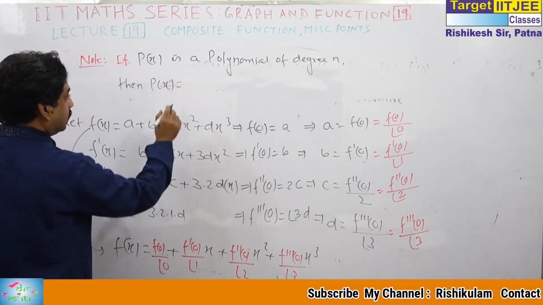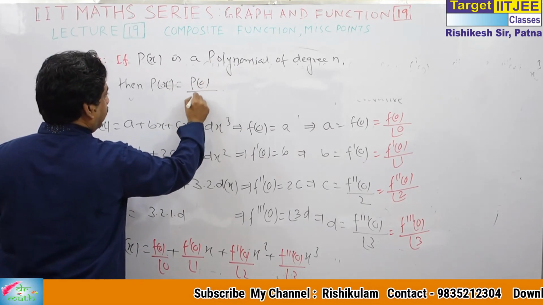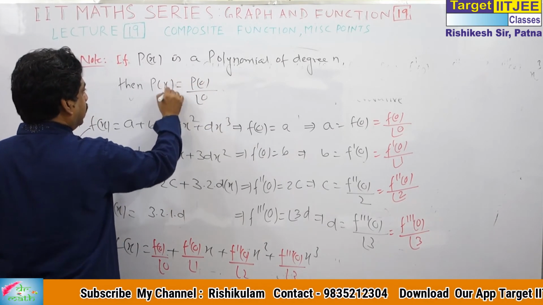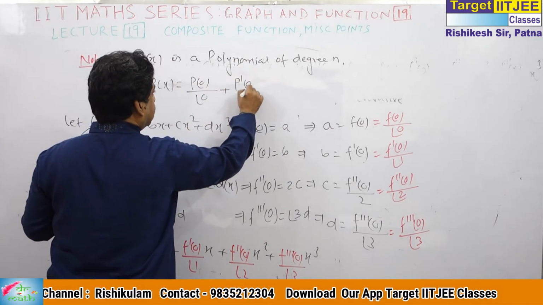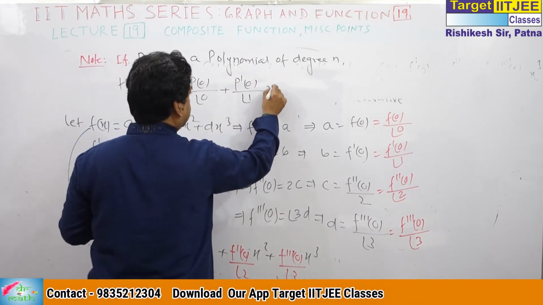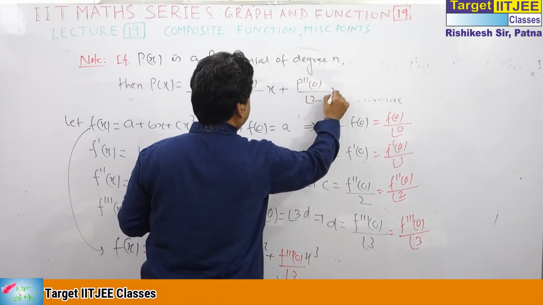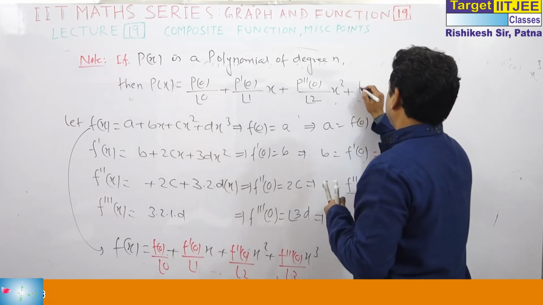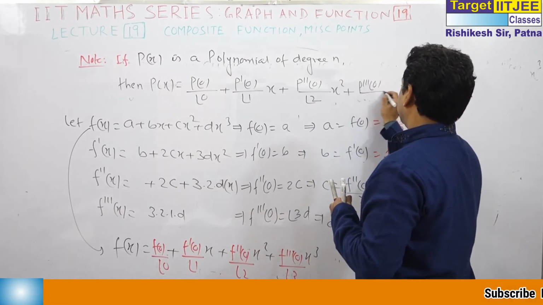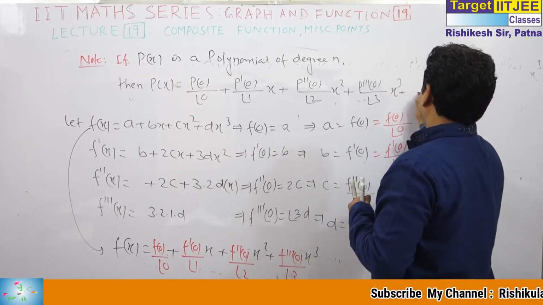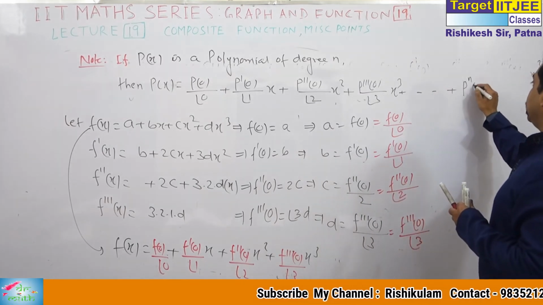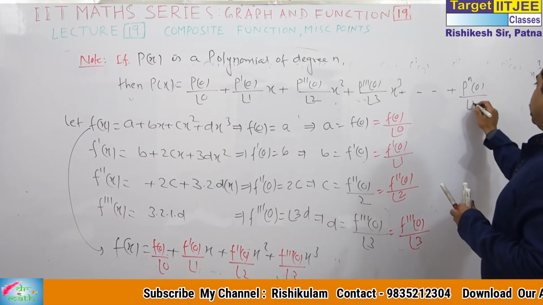Start like this. P0 by 0 factorial, for symmetry I am writing factorial, plus P dash 0 by 1 factorial into x, plus P double dash 0 by 2 factorial into x square, plus P triple dash 0 upon 3 factorial into x cube, and finally the nth derivative term.